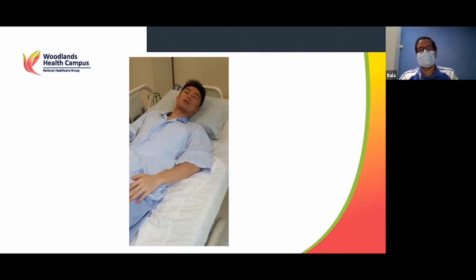Okay. So that's how you do a manually assisted cough. You allow the patient to breathe in and then you just coordinate during the expiration, and it has to be quite powerful. Otherwise, the phlegm cannot come out. That's how you do manually assisted cough.